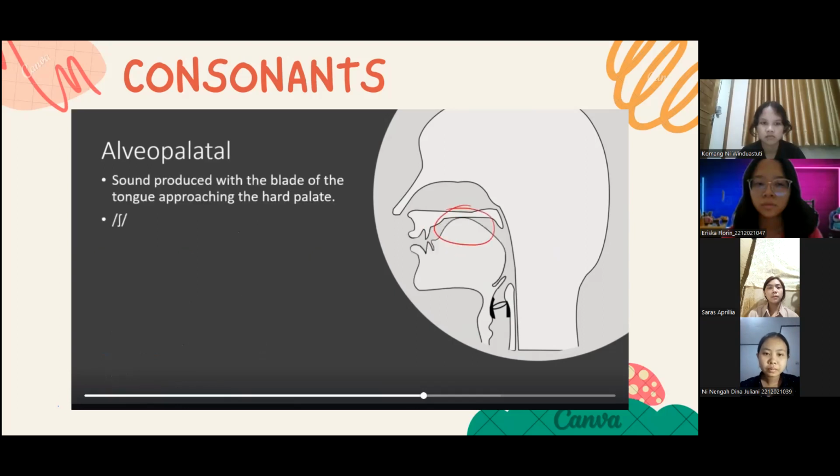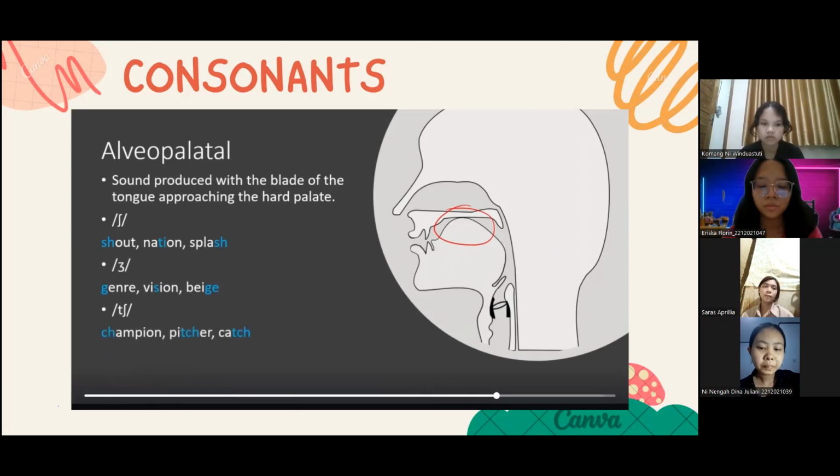Alveopalatal, for example, sh, as in shout, nation, and splash. Or zh, which is actually a sound that comes from the French and very rarely occurs at the beginning of a word, like in genre, or vision, or beige. You also have the ch sound. And if you notice, it's a combination of two symbols, and this is the sound that occurs in champion, and pitcher, and catch. Even if it's a combination of two symbols, it's actually just one sound. J. And that's the sound that happens in jacket, badger, and age. Y, which is y, like in yes, or Gruyere.